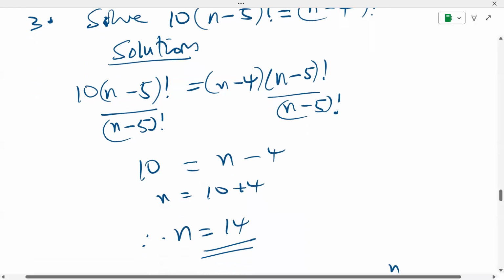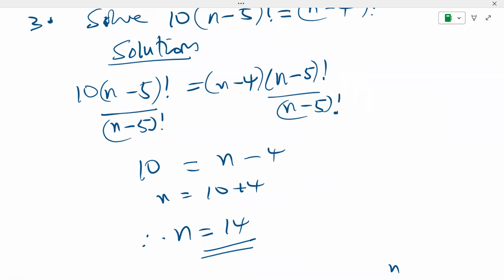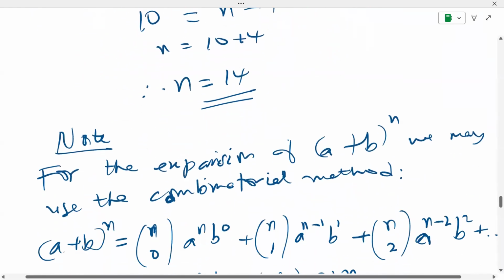Then when we rearrange, we add 4 to both sides. So we shall get n is equal to 10 plus 4. And so our n is 15.